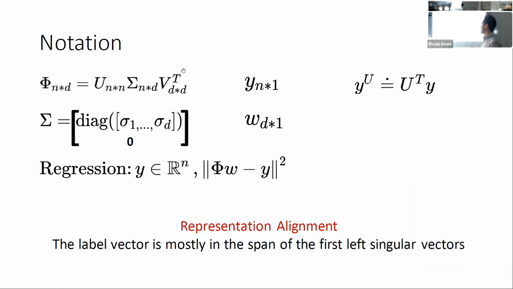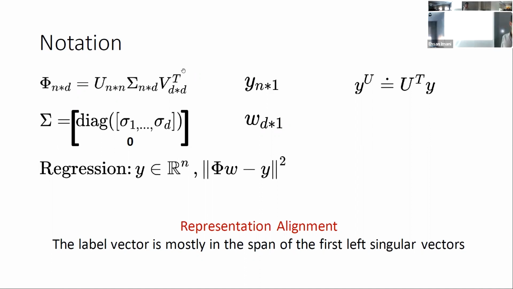And by representation alignment, we roughly for now mean that the label vector is mostly in the span of the first left singular vectors. So when you obtain this vector y superscript u, the first elements are large, and then the rest are going to be small.